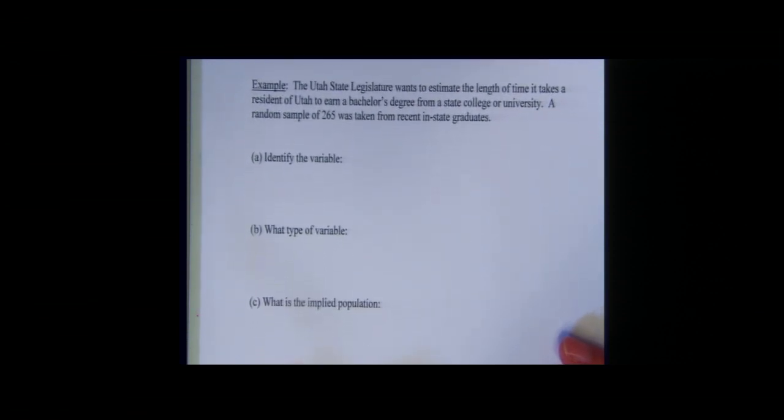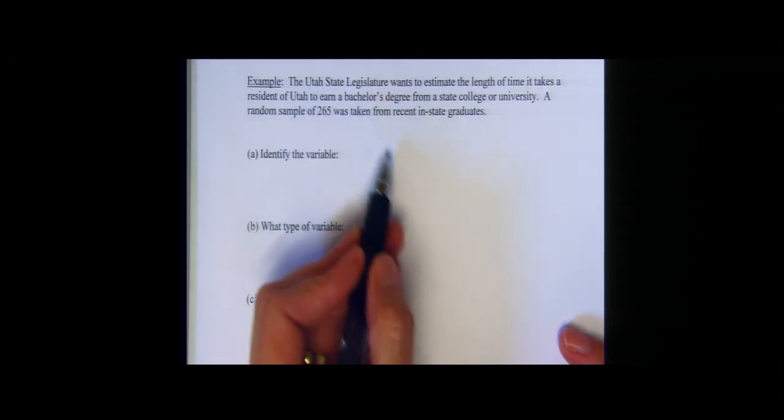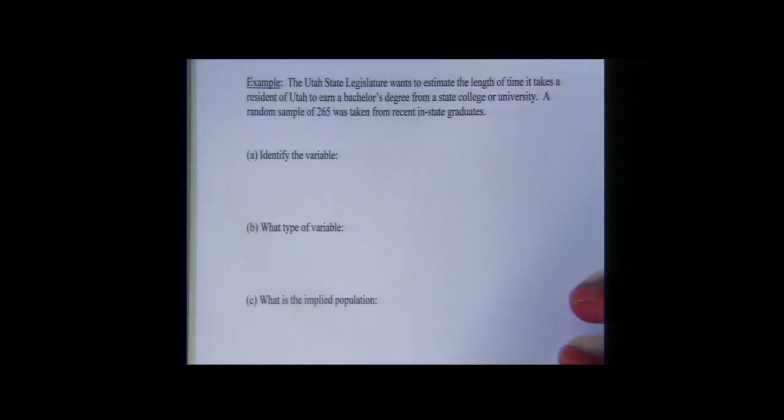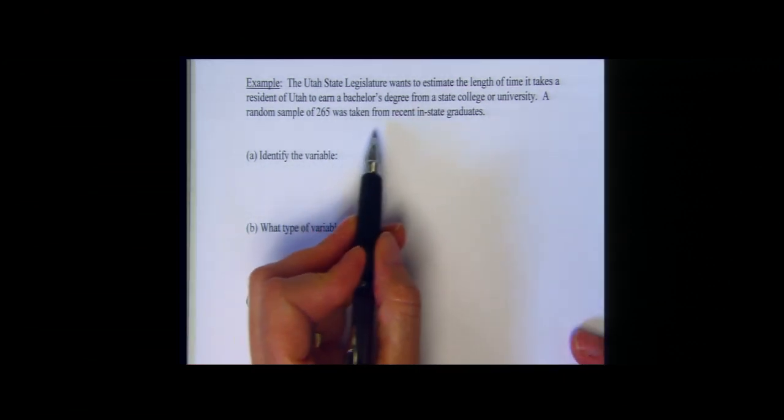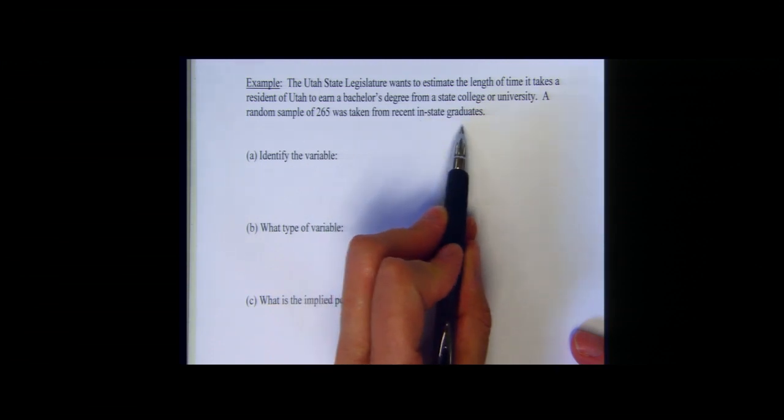Now, what you're going to need to be able to do is to take an example such as this and answer these types of questions. So let's go through an example of what you might see. The Utah State Legislature wants to estimate the length of time it takes a resident of Utah to earn a bachelor's degree from a state college or university. A random sample of 265 was taken from recent in-state graduates.